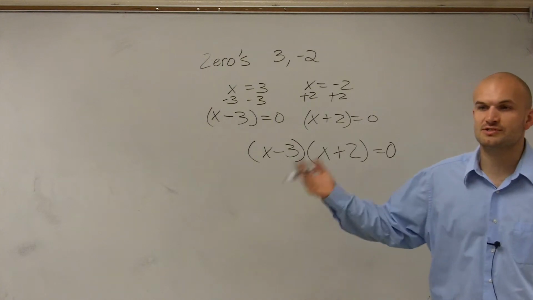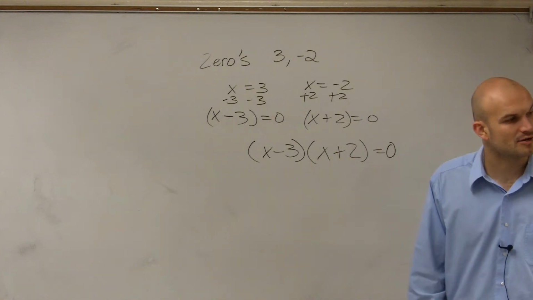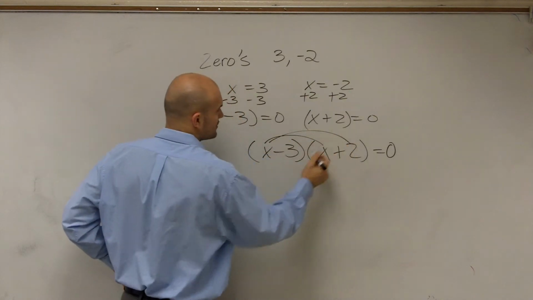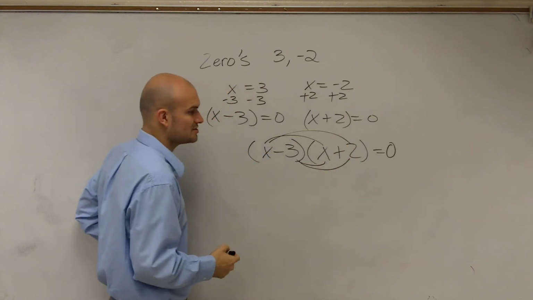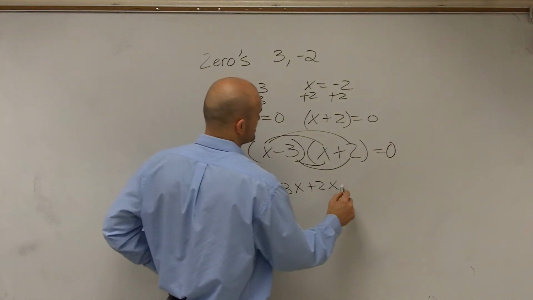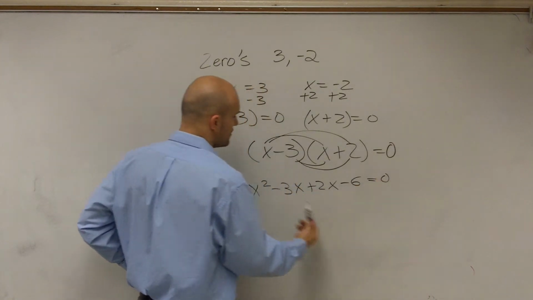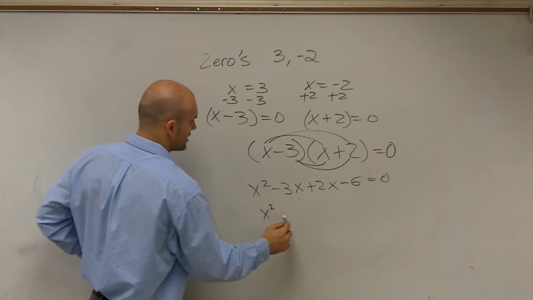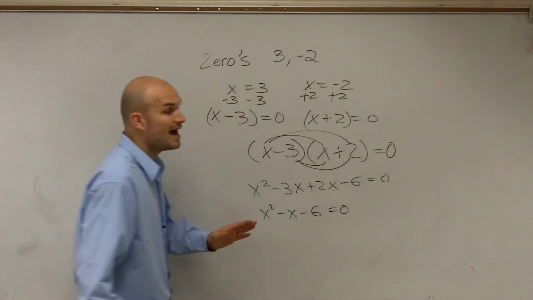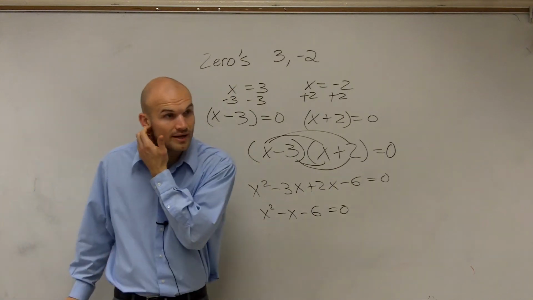Now what we need to do is, since we have a binomial times another binomial, Dimitri, what we'll simply do is multiply. So you guys can use your FOIL technique or whatever else you need to do, where you can say x squared minus 3x plus 2x minus 6 equals 0. And therefore, you have x squared minus x minus 6 equals 0.